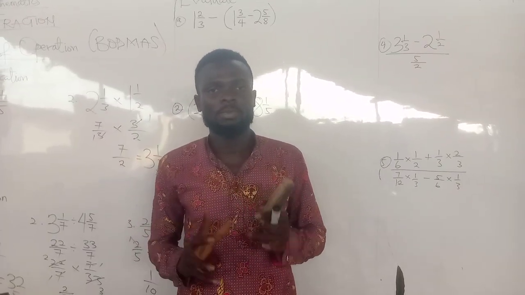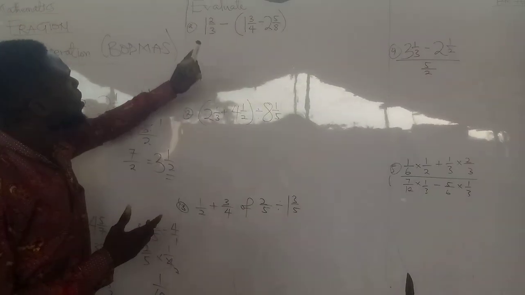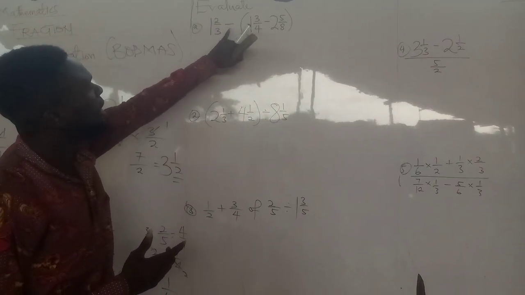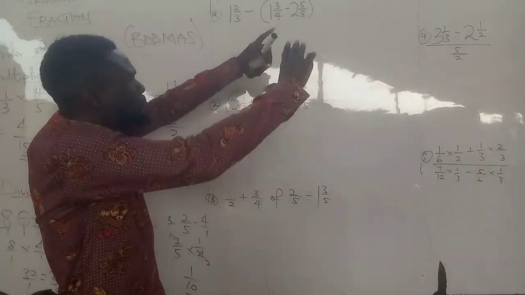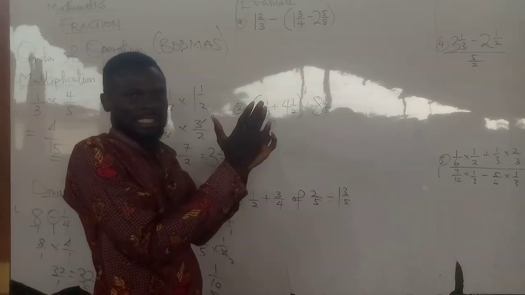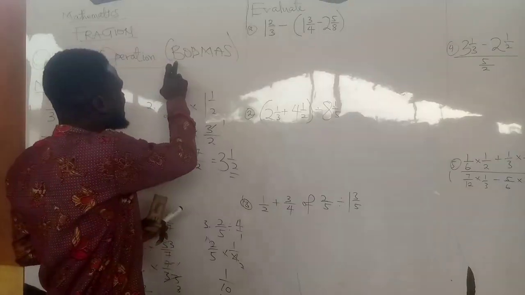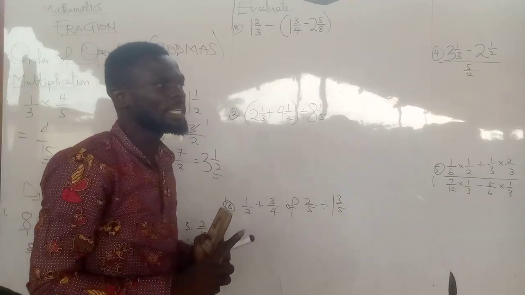And the first one is bracket. Let's take the first example. We have the first example as 1 whole number 2 over 3 minus the bracket off. So once I've seen it in a bracket, I'll tackle the bracket first, because that is the bracket that begins.